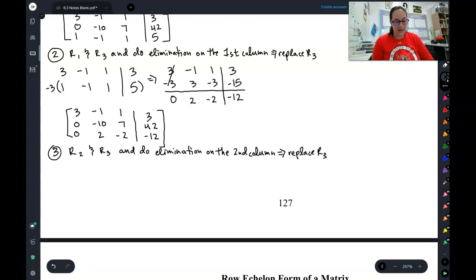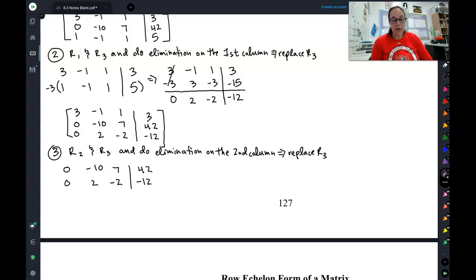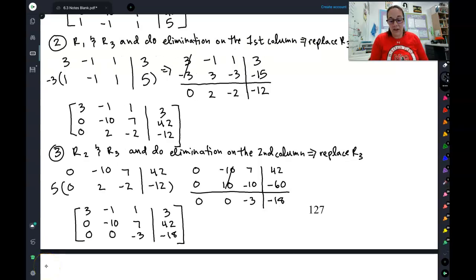So, same as last time, I want you to pause the video. You're taking row 2 and row 3, and you're doing elimination on the second column now. And whatever answer you get with that, replace row 3 with that answer. So pause the video again, try this step out on your own, and then come back to check. Let's see how you did.